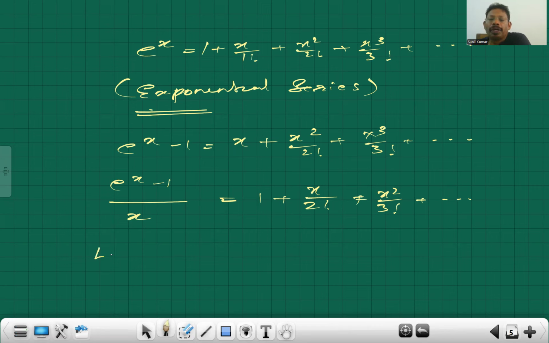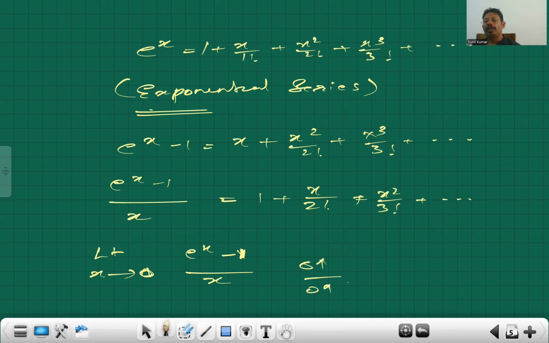Now I am going to take x approaching 0 of e raised to x minus 1 by x. If you put x equal to 0, sorry, not 1, x equal to 0, e raised to x minus 1 by x is 0 by 0 form: numerator approaching 0, denominator approaching 0. This is in LHS. And what about RHS? You can see that this is 1. All other terms are moving to 0 only.